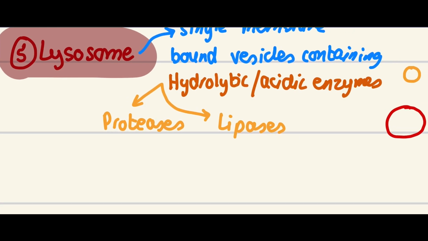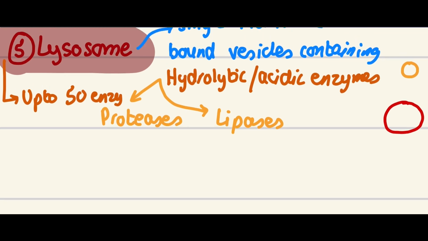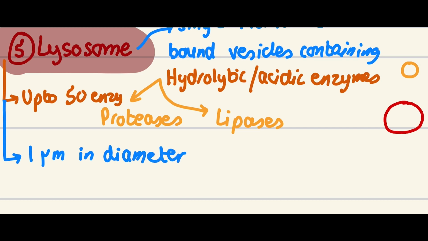And one more thing that I want you guys to know is that we can have up to 50 enzymes in one. Let's just write enzyme, but we're going to have up to 50 enzymes in one single lysosome. So do you guys see how powerful these are actually? And they're also 1 micrometer in diameter, so they're really small but really potent and really powerful.